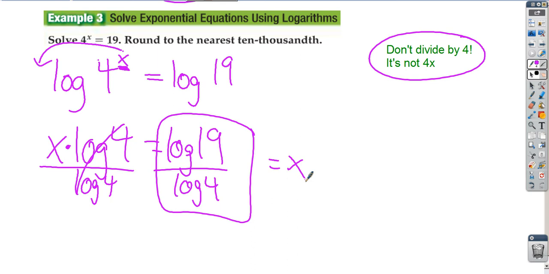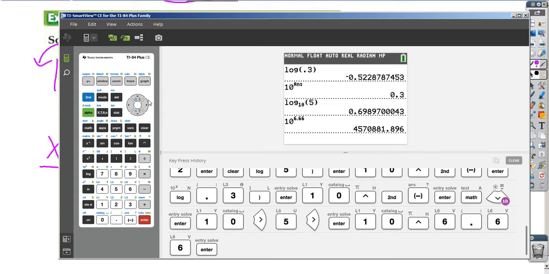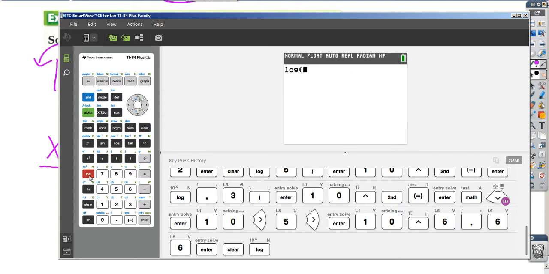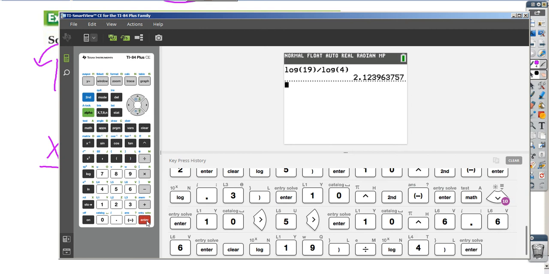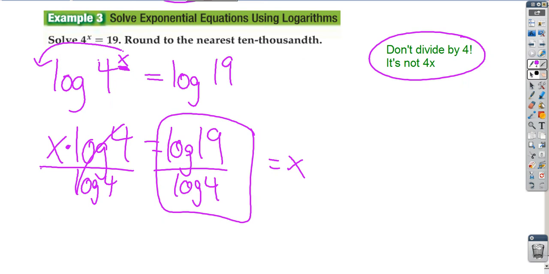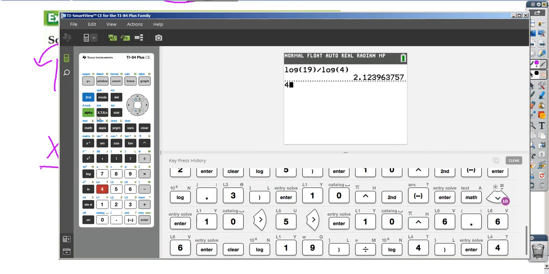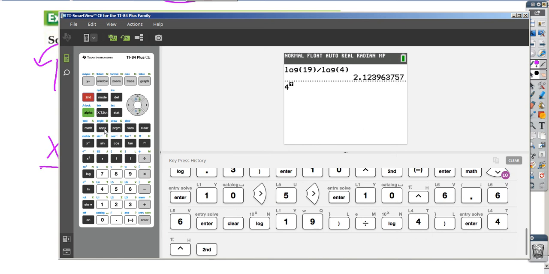And it says round to the nearest 10,000th. That means 4 decimal places. So we'll put log 19 divided by log 4 in the calculator. So log of 19. It's important to close that parentheses, otherwise it's not going to give you the right answer. Divided by log 4. So 2.1240 if we round to 4 decimal places. And it'll be easy to check that. Let's raise 4 to that power and see that we get 19. And we do, so that's how you can check.